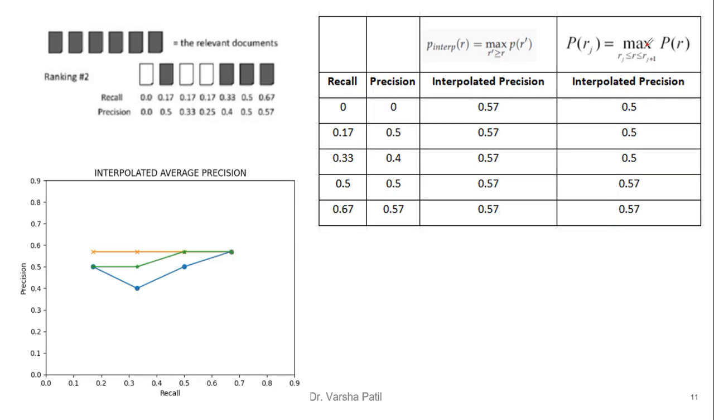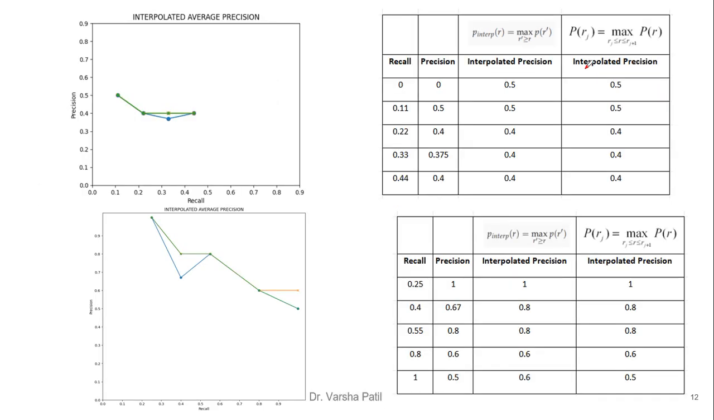Now we will see the next example. Here we have recall, and we need to take the precision. For this recall we consider all the next recall levels. The maximum value is 0.57, so 0.57 is replaced. Here 0.5 is larger, 0.5 is larger, 0.5 is larger, 0.57 is larger, and the last value is 0.57. So in this way, by two ways we can calculate interpolated precision, and either way is okay when we want to go to the next method.